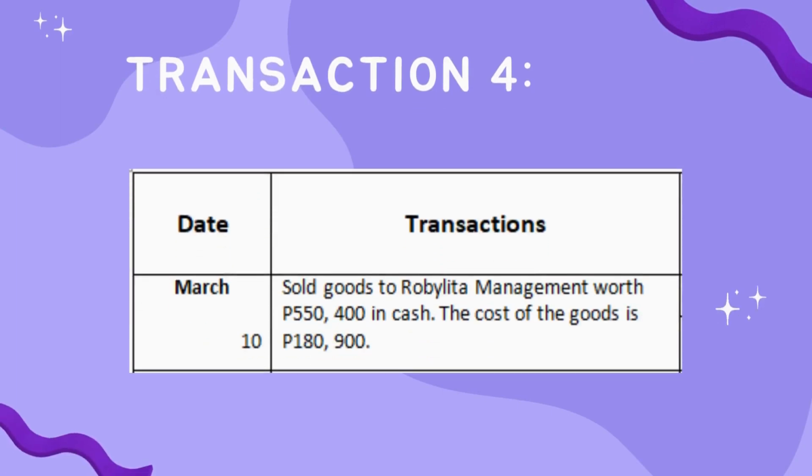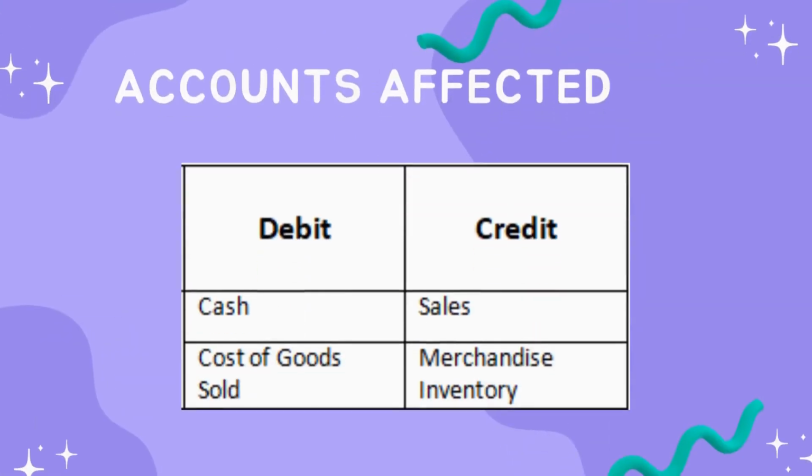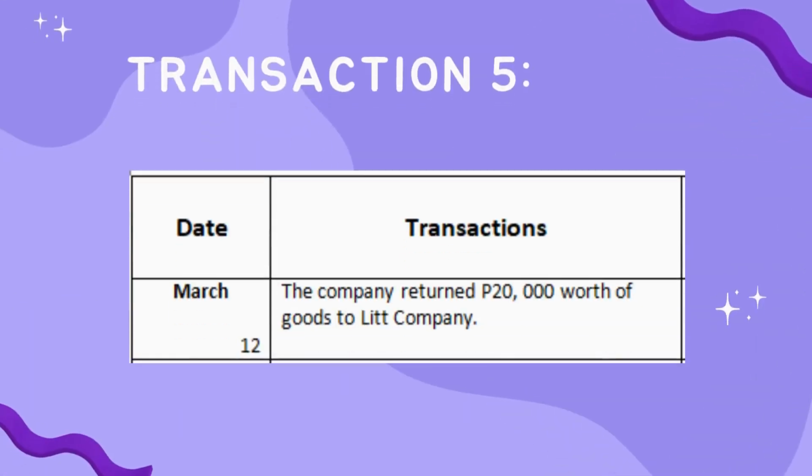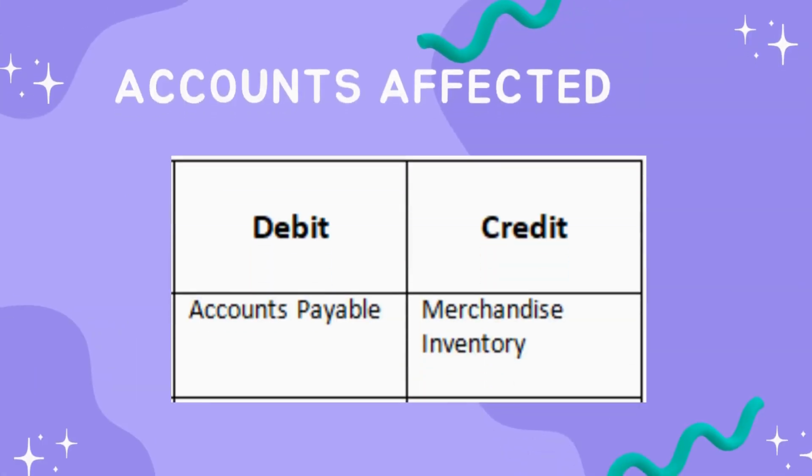Transaction 4, dated March 10. Sold goods to Robilita Management worth 550,400 in cash. The cost of the goods is 180,900. Accounts affected: debit is cash and cost of goods sold. Credit is sales and merchandise inventory. Transaction 5, dated March 12. The company returned 20,000 worth of goods to Lit Company. Accounts affected: debit is accounts payable. Credit is merchandise inventory.